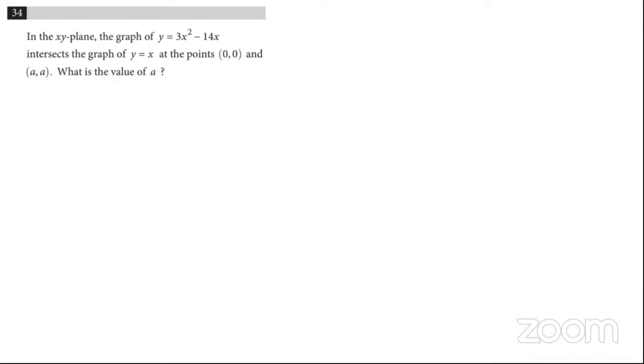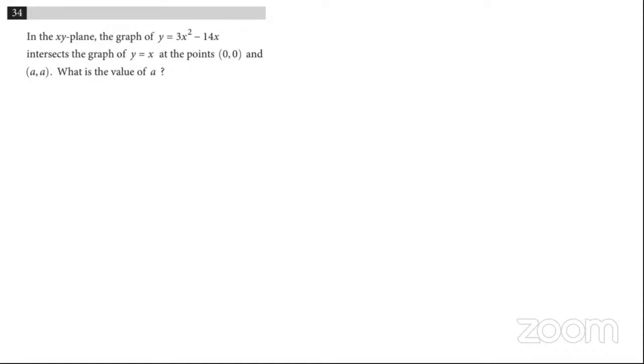So let's move on to the question. In the XY plane, the graph of y equal to 3x square minus 14x intersects the graph of y equal to x at the points 0, 0 and a. And we are asked to find the value of a. We have solved similar kinds of questions before.